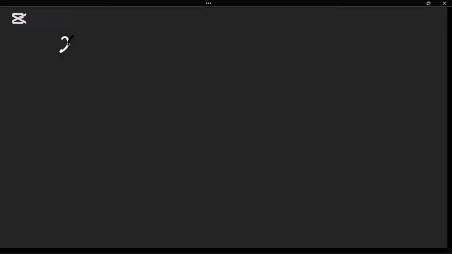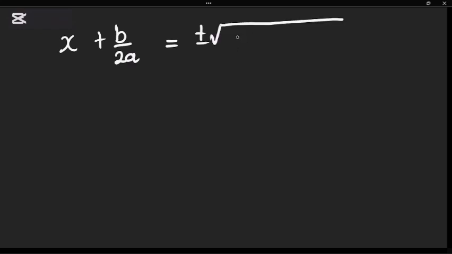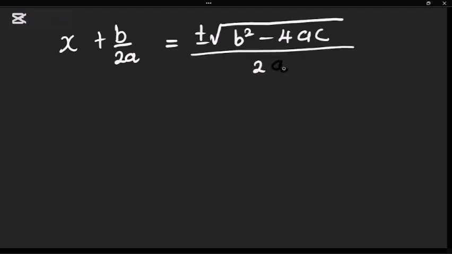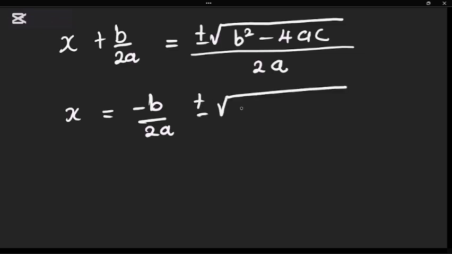Let us write it here on a clean page. So we will have x plus b over 2a equal to plus or negative the root of b squared minus 4ac, all over 2a. From here, on the left hand side, you take b over 2a to the right hand side. So x will be equal to negative b over 2a plus or minus the root of b squared minus 4ac. The denominator is 2a.